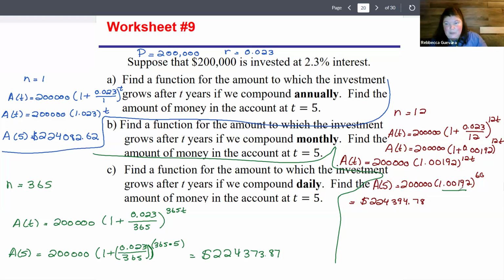Okay, because there was a little bit of rounding here. If we had left this as this formula instead, because we did that rounding, it moved everything up quite a bit. Like I said, if I left my formula like this instead of trying to get my decimal and rounding, for compounding monthly you would have had $224,349.99. If you compound daily, you get $224,373.87. So as we increase the times we compound, the amount of money in your account becomes larger and larger.